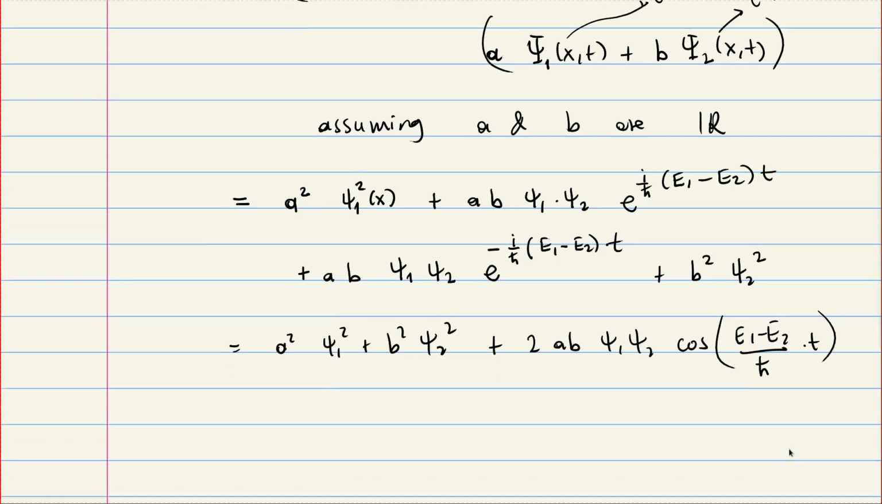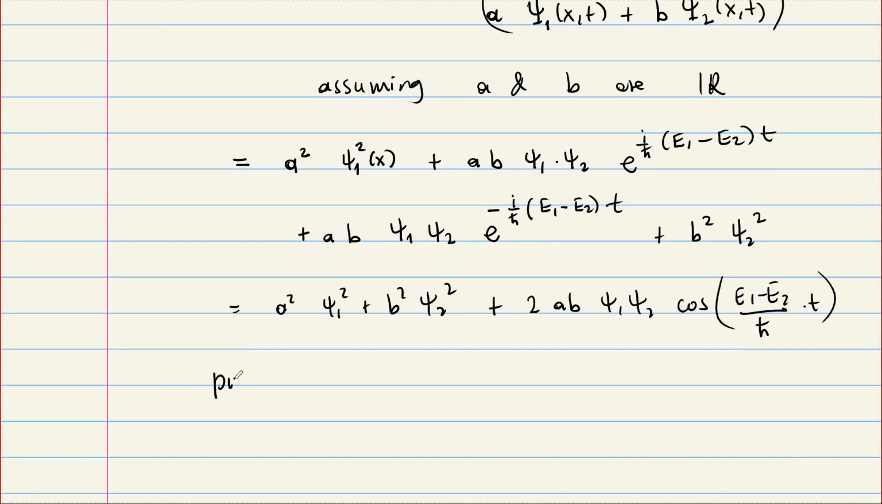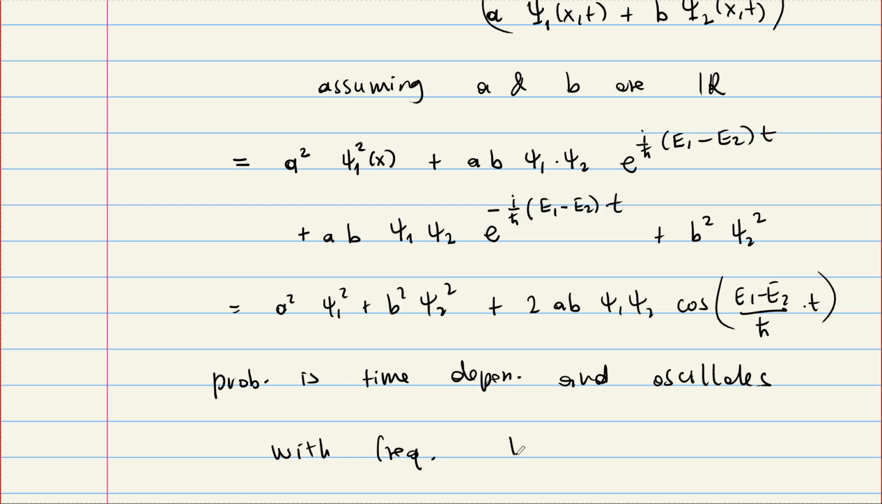Therefore, the probability is time dependent, and it actually oscillates with frequency, let's define it to be omega, equal to (E1 minus E2) divided by h bar. And if you calculate any other physical quantity, they are also going to be time dependent.